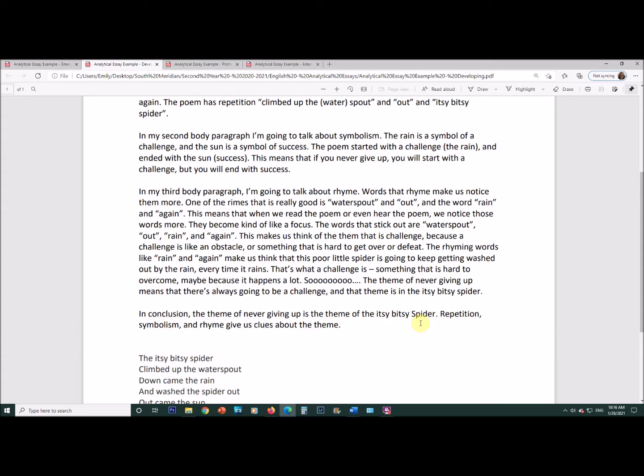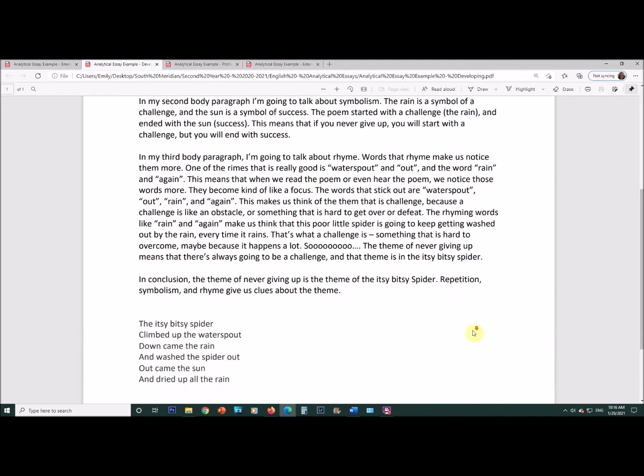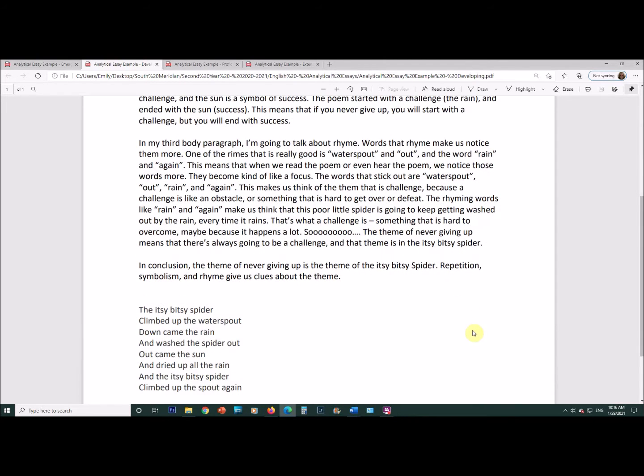This makes us think of them, that is, challenge, because a challenge is like an obstacle or something that is hard to get over or defeat. The rhyming words like rain and again make us think that this poor little spider is going to keep getting washed out by the rain every time it rains. That's what a challenge is, something that's hard to overcome, maybe because it happens a lot. So the theme of never giving up means that there's always going to be a challenge, and that theme is in the Itsy Bitsy Spider.